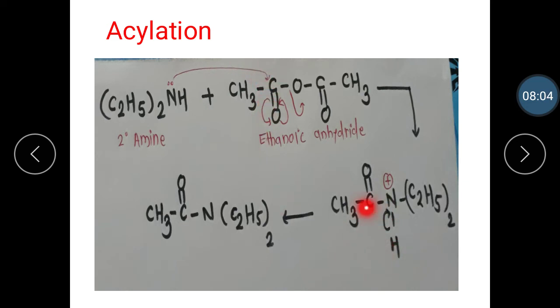Then this nitrogen is more electronegative, so it takes its electron from this hydrogen, and this hydrogen leaves in the form of H plus. Then this hydrogen combines with the acetate ion to form acetic acid, and the new structure formed is N,N-diethyl ethanamide.